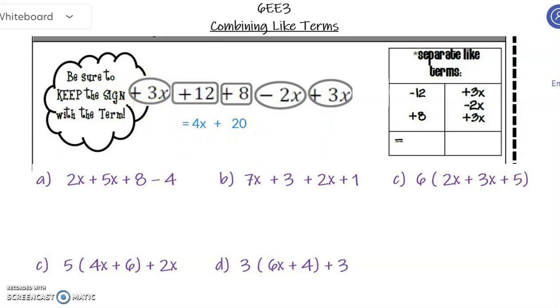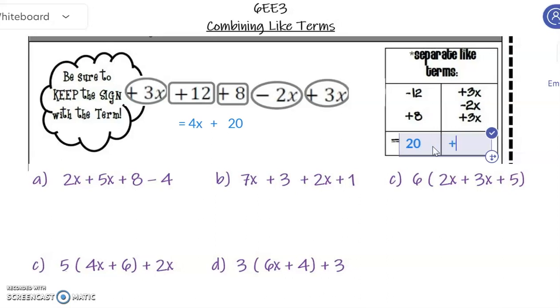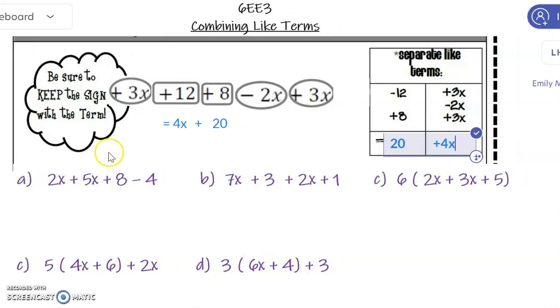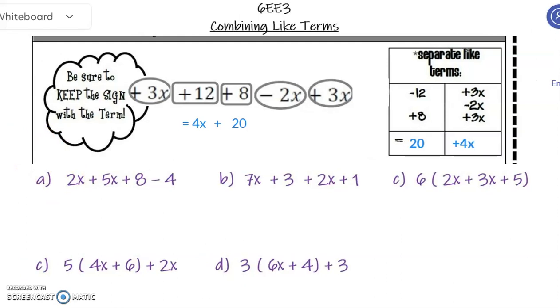You can see it. I'm going to go ahead and put my answers over here. This should be a positive 20, and this is going to be positive 4x. All right. Okay, and then let's go ahead and go down here.